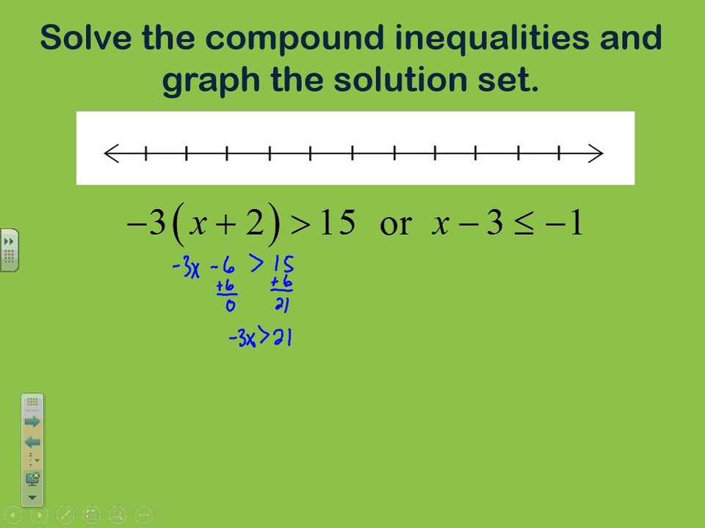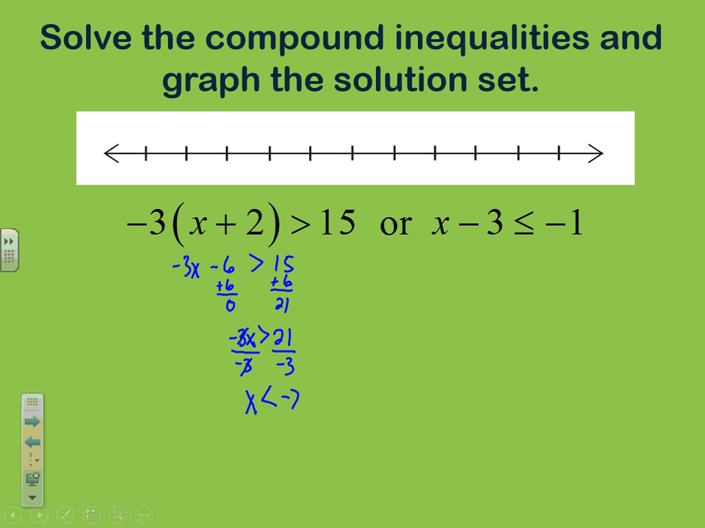Now at this point, we're going to divide both sides by -3, the coefficient, in order to get our variable by itself. Now the one thing that you do have to pay attention to is because we're dividing across an inequality symbol, the inequality symbol has to change directions. So -3 over -3 simplifies to be 1x. 21 over -3 simplifies to be a -7.